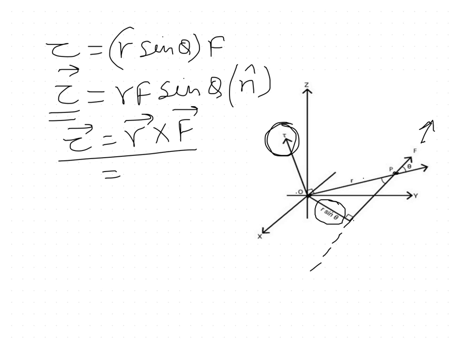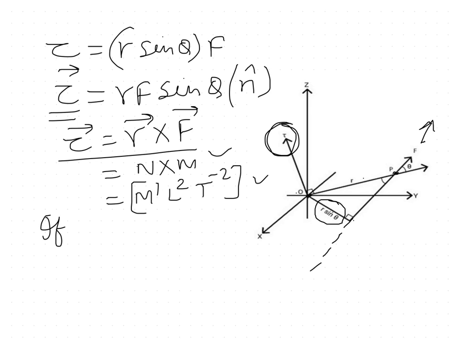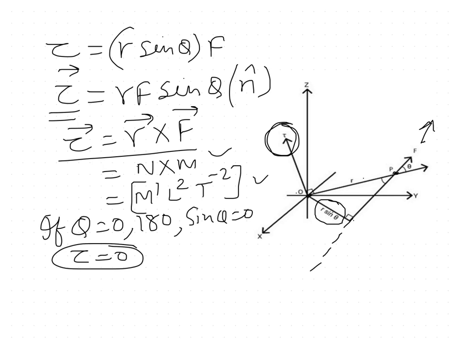The unit of this torque is Newton meter, and if we write the dimensional formula, then we can write it as M^1 L^2 T^-2. So it is a vector quantity, and these are its units and dimensions. If theta is equal to 0 or 180, then sin theta is equal to 0 and torque is also equal to 0. So no torque is acting on the particle and it will not rotate.